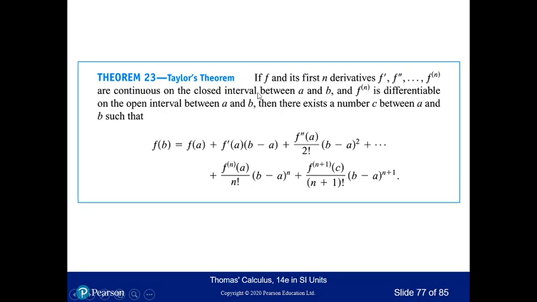Then there exists a number c between a and b such that f of b is equal to f of a, and so on. We have all these Taylor polynomials up to here, but we stop at c. The last term is going to be that. Taylor's theorem says this last term is going to represent the rest of the Taylor series.